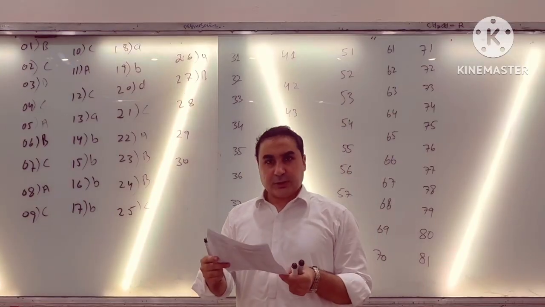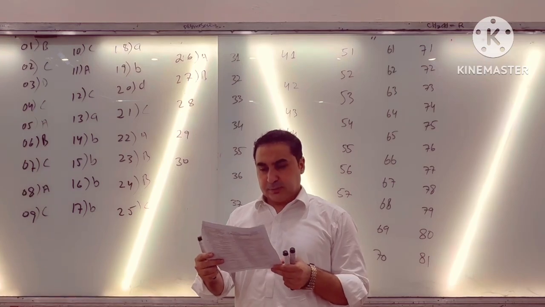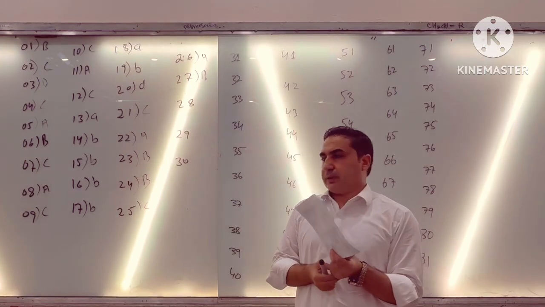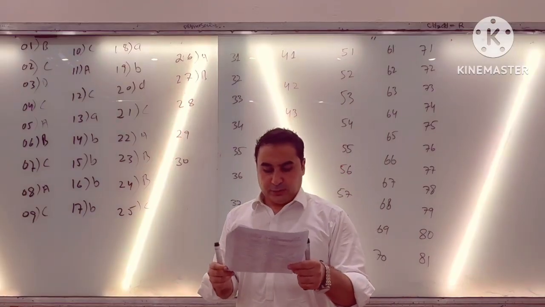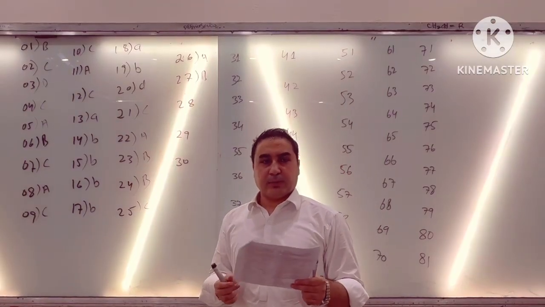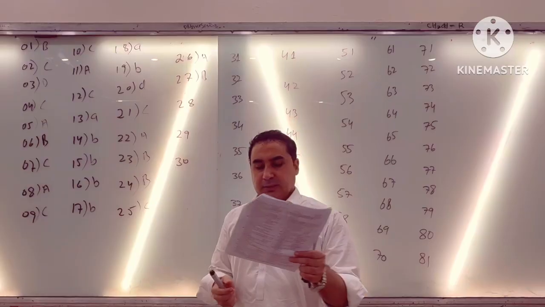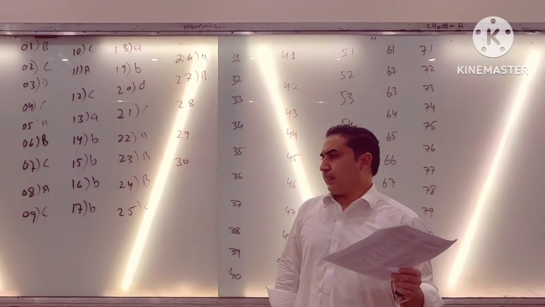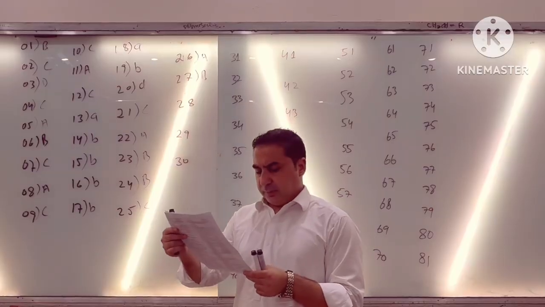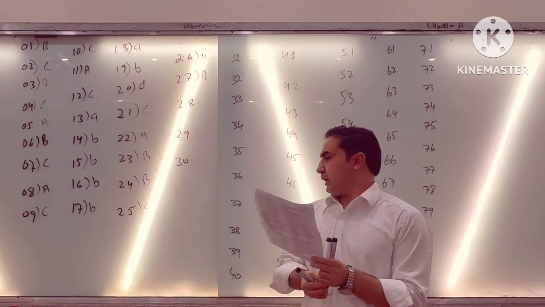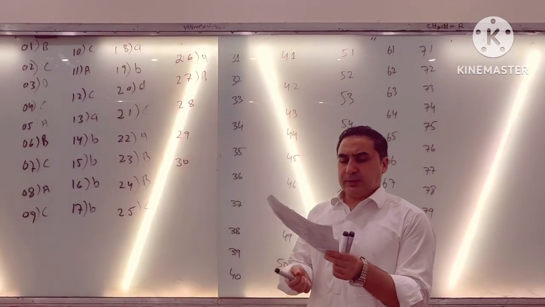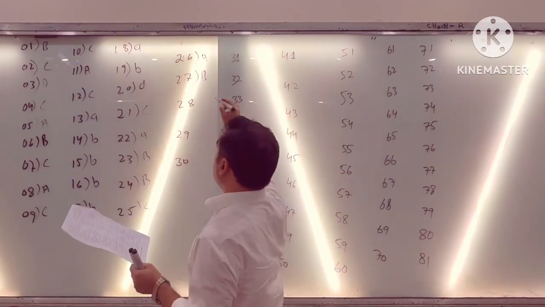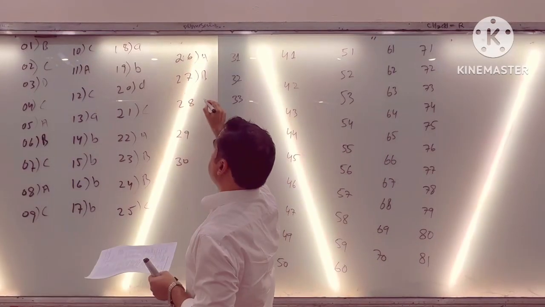MCQ number 28: the I band is bisected by dash. In a myofibril, the structure has a light band and a dark band. The I band is bisected by the Z line, or Z disc, and the dark band is bisected by the M line or M disc. The I band, or light band, is bisected by the Z line. So the correct option is C, Z line.